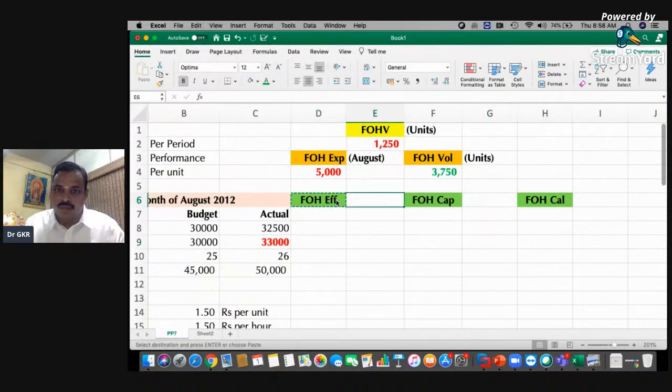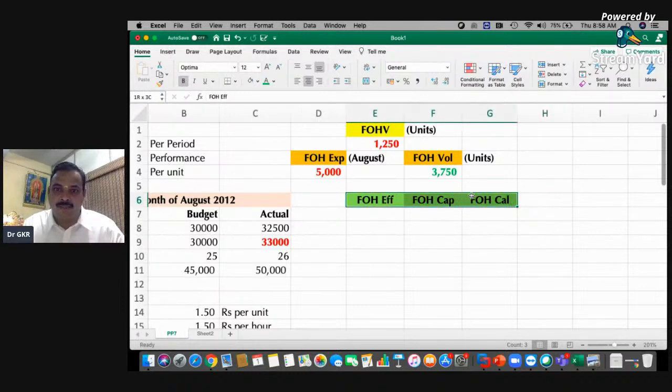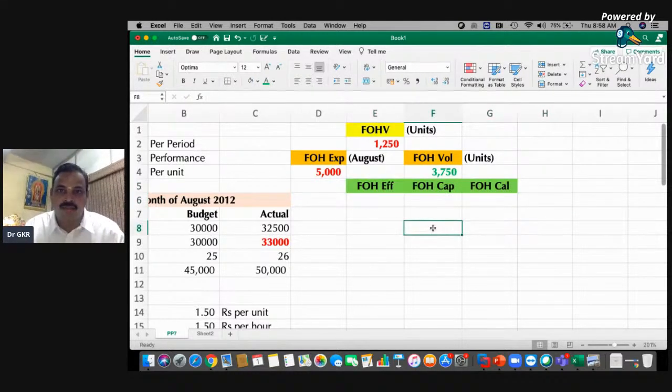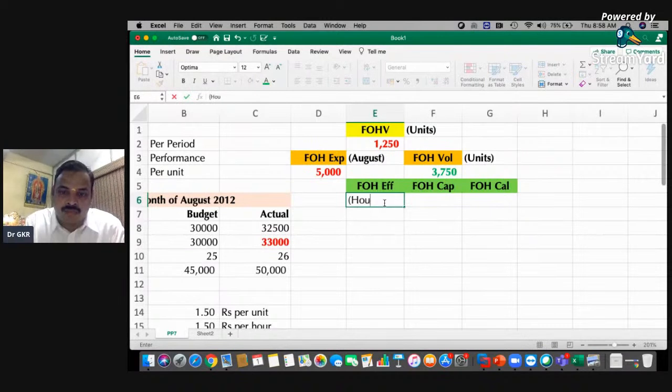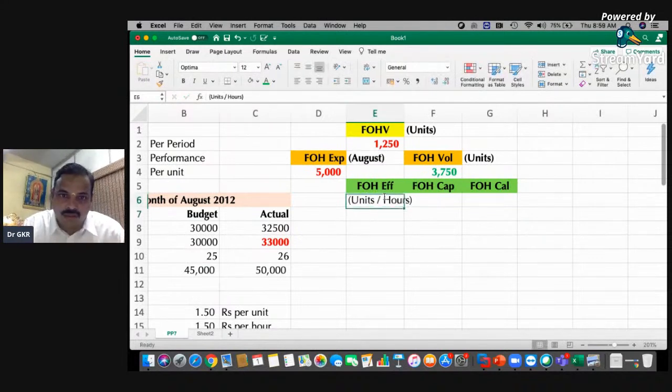So this fixed overhead, capacity, calendar. So I'm going to find out. Efficiency is always with respect to hours. Remember guys, units to hours. Units to hours. Okay, I will just reduce this font. Units to hours. Now, what is your units?